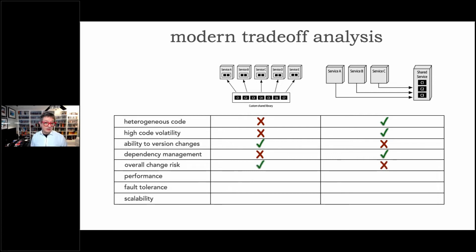My overall change risk is less in the shared library. I don't have to worry so much about things getting out of sync or some issues around that. What about performance? Well, performance is going to be much better in the shared library because it's in process rather than making another network call and undergoing latency. So that's better. What about fault tolerance? Well, probably better in the shared library because, again, it's in process, so I don't have to worry about circuit breakers or any of the fallacies of distributed computing or any of those headaches. So what about scalability? Again, it's in process, so scalability may win out as well.